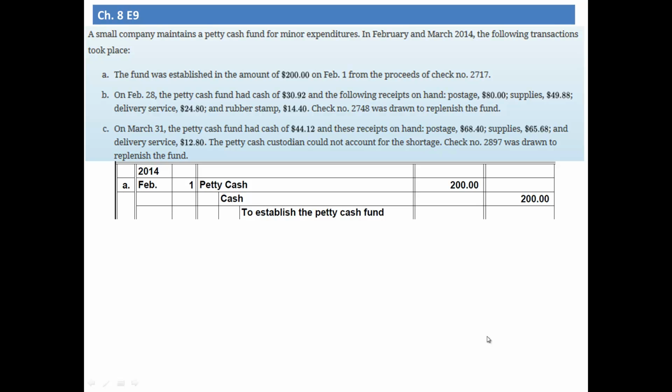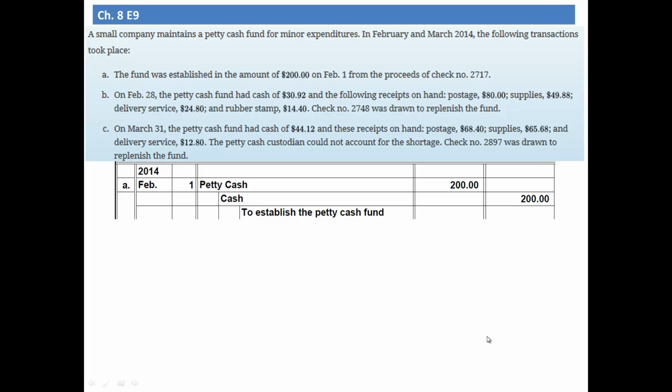The other thing at this point is you will never debit or credit petty cash again unless you're going to change the $200 amount. Because what happens then is you can see on February 28th, the petty cash fund had cash of $30.92. That means we spent all but $30.92, and then we had the following receipts on hand. We bought some postage, some supplies, we had some delivery expense, we bought a rubber stamp, and check number 2748 was drawn to replenish the cash fund.